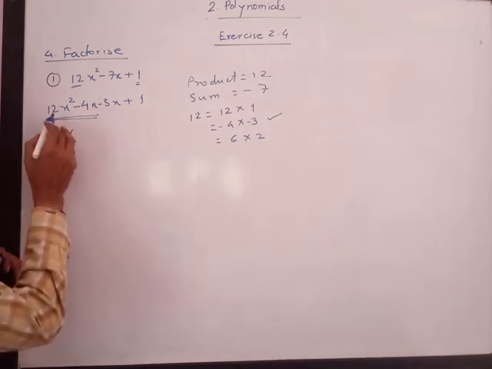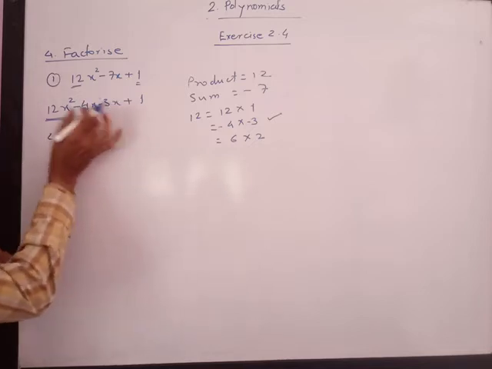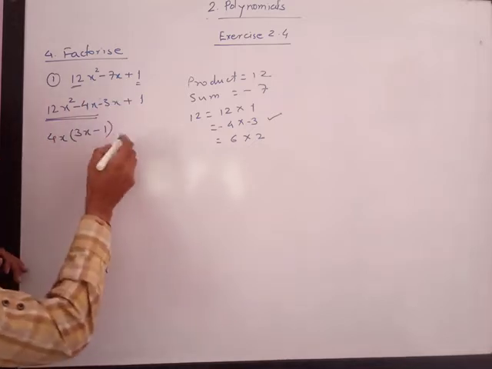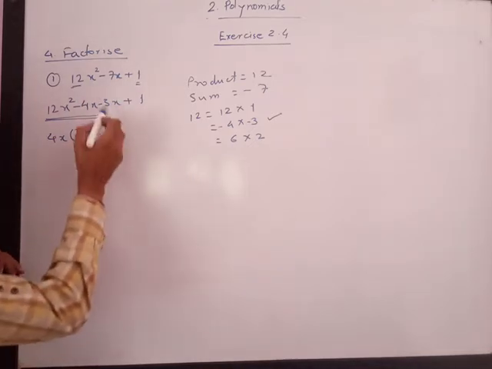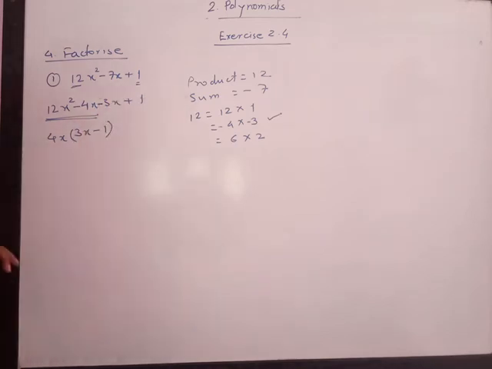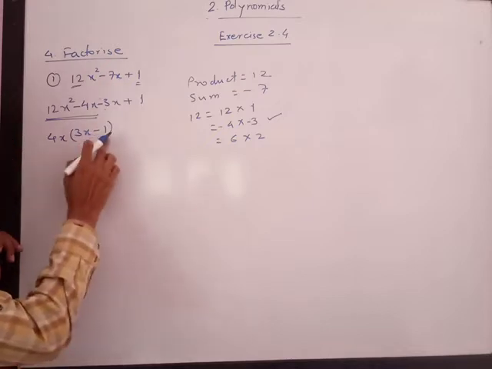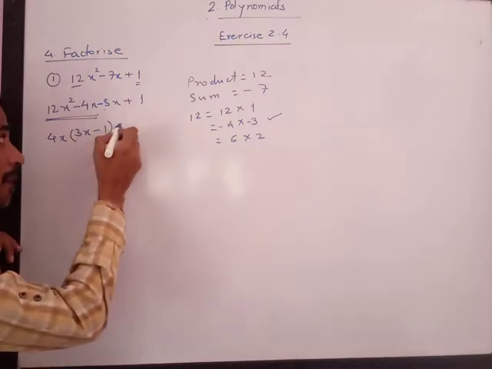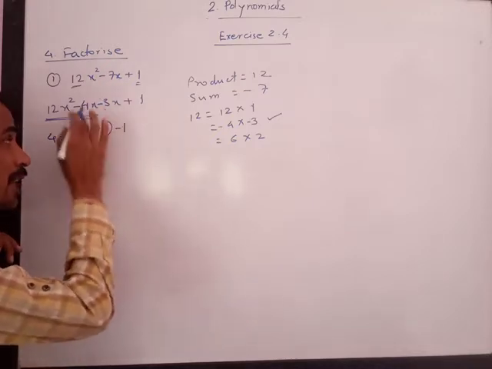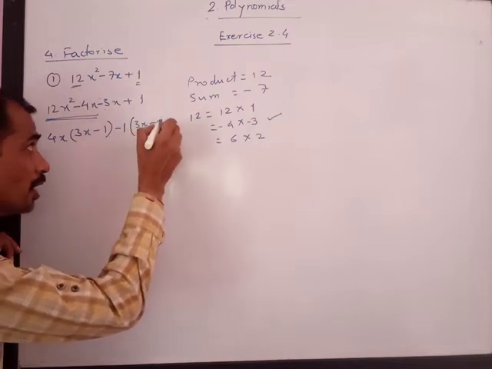So here 3 will be left, 4 3s are 12, 1 x will be left. Minus, if you take 4x common from 4x, 1 will be left. Now, please note, if here 3x and 1 don't have any common factor, it means 1 can always be taken. We want 3x minus 1, so I take minus 1. Minus sign common, so 3x will have positive sign and 1 will have negative sign.